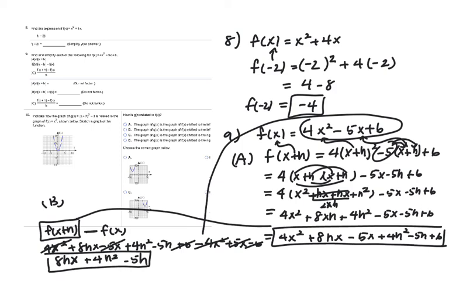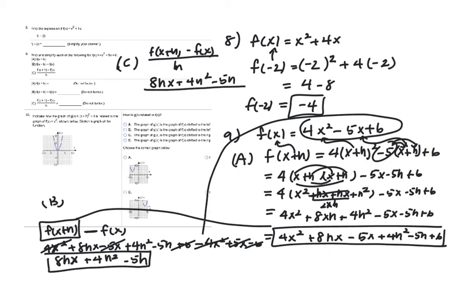Okay, part C says to find f of x plus h minus f of x all over h. And so I'll write it above here. Since part C is just part B divided by h, here, f of x plus h minus f of x all divided by h. I'll just take the answer from part B, which is 8hx plus 4h squared minus 5h, and I'll divide each term by h.